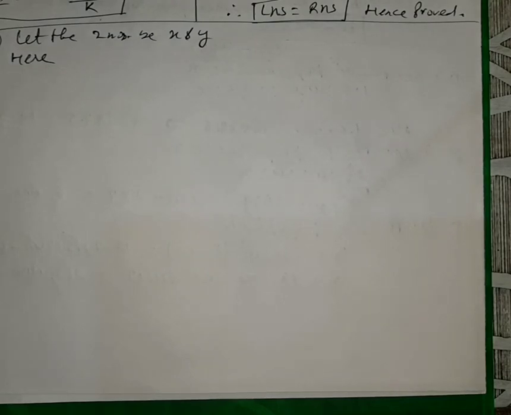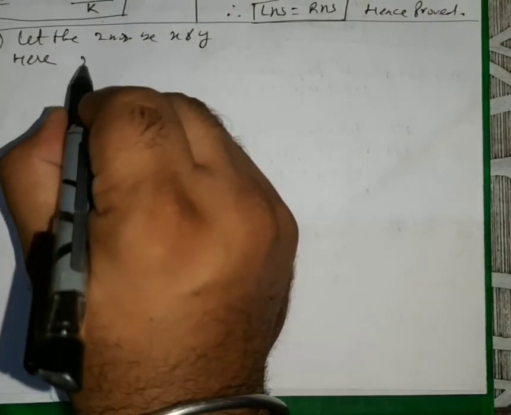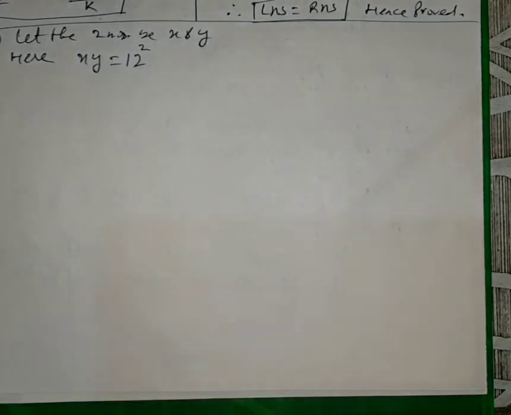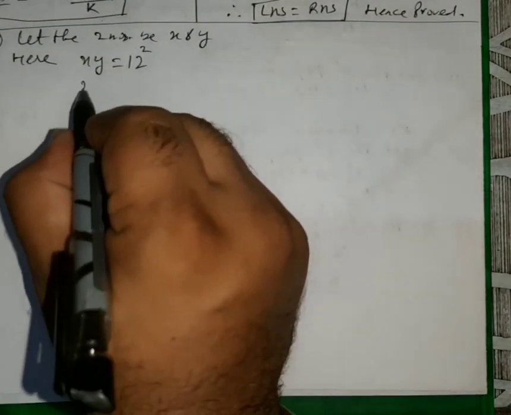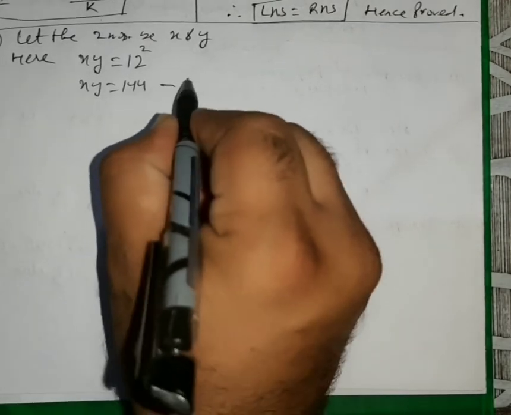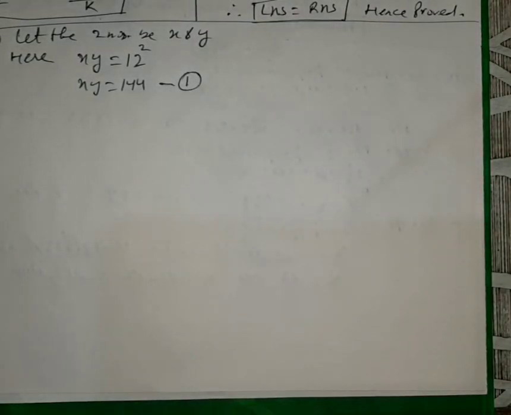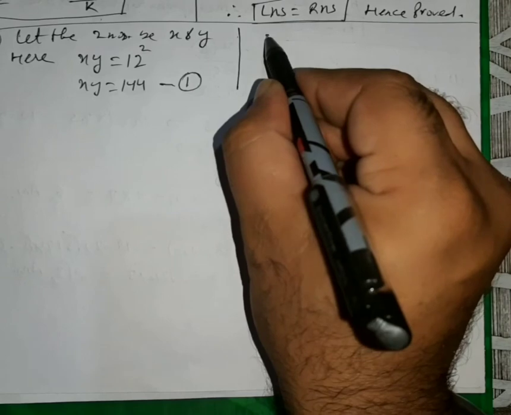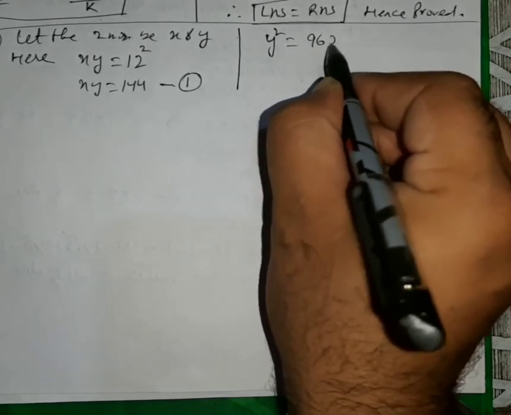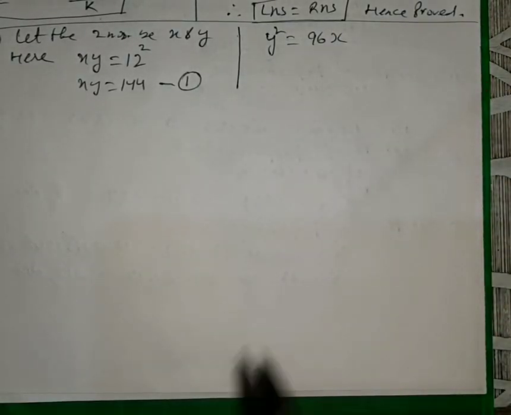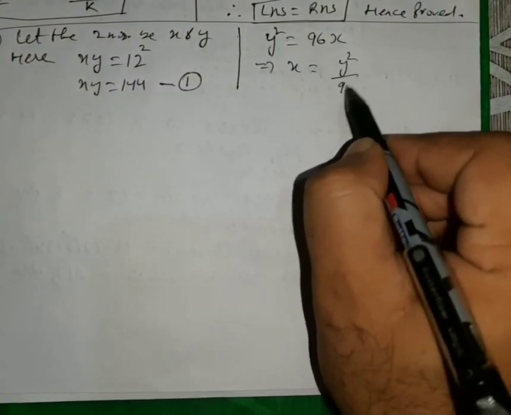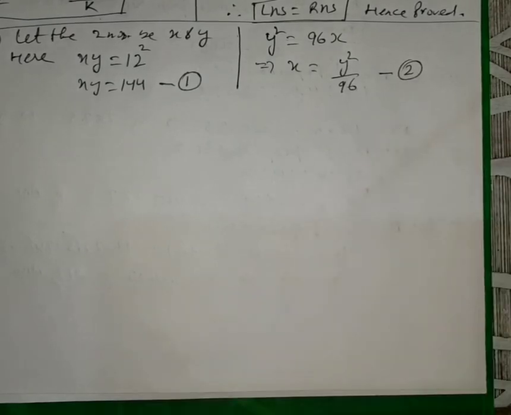Question says the mean proportional of the two numbers is 12. So here first part is xy is equal to 12 square, means I am using AC is equal to B square. So this will be xy is equal to 144. This is the first equation that is given. And also the question says the third proportional to them is 96. So since third proportional is 96, therefore y square is equal to 96x. So from here I will get x is equal to y square over 96. Let it be equation number 2.